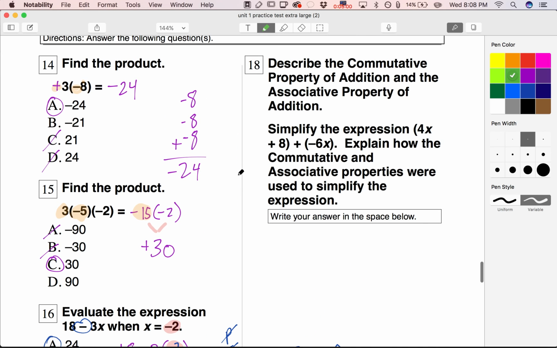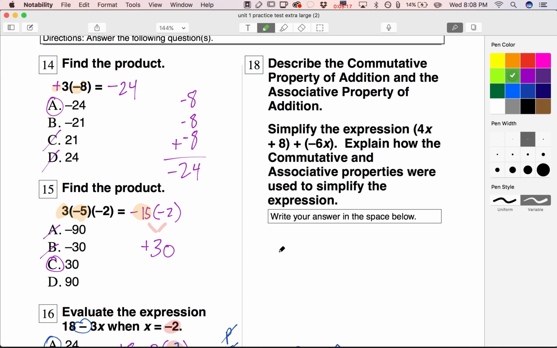Okay, describe the commutative property of addition and the associative property of addition. Simplify the expression 4x plus 8 plus negative 6x. Explain how the commutative and associative properties were used to simplify the expression.